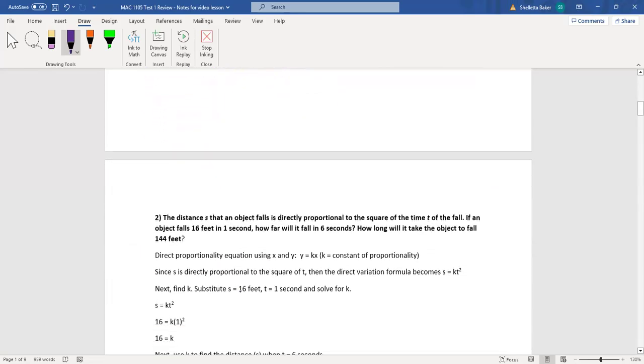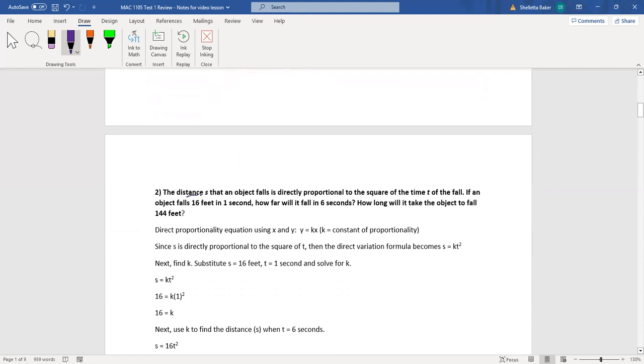For number two, the distance S. So we're using S to represent distance that an object falls is directly proportional, so this time it says direct proportionality, to the square of time t. If an object falls 16 feet in 1 second, how far will it fall in 6 seconds? Then how long will it take for that object to fall 144 feet?